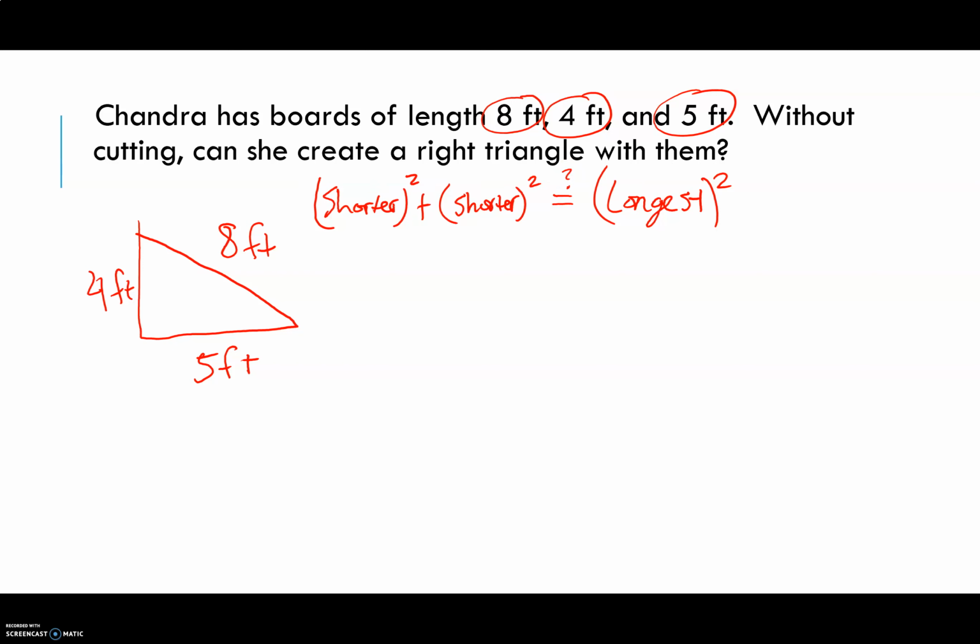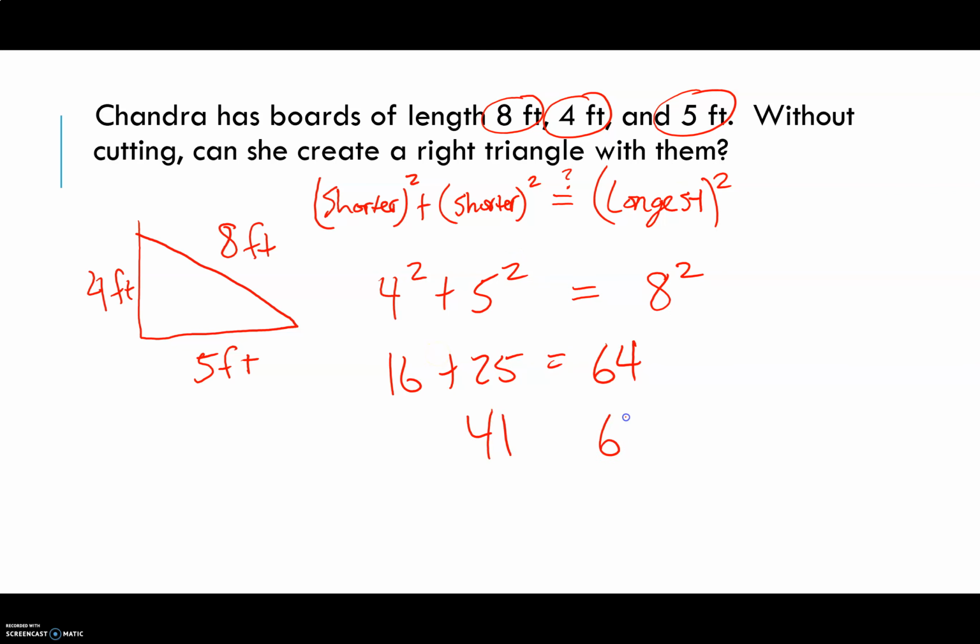So if Chandra does this calculation, she's going to put 8 squared on one side, and then we'll do the two shorter sides on the other side. 4 squared plus 5 squared. 4 squared is 16, 5 squared is 25, and 8 squared is 64. If you add 25 plus 16, you get 41. And so we can see that these are definitely not equal. So what we can say for sure is that this is not a right triangle. So then that begs the question, what kind of a triangle is it going to be?